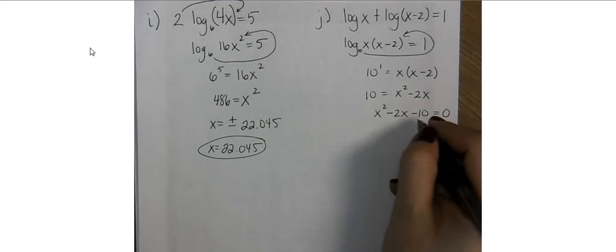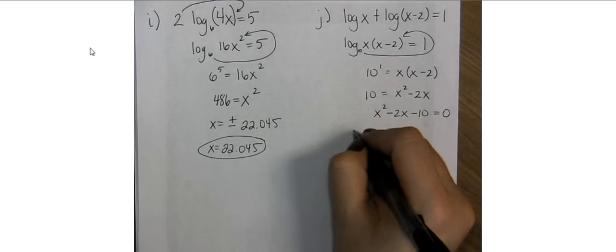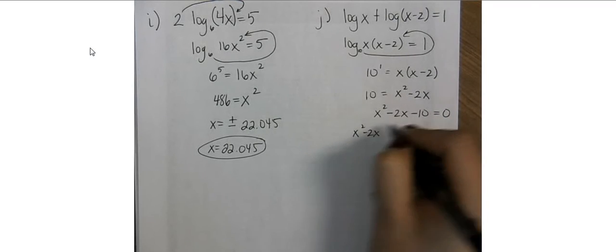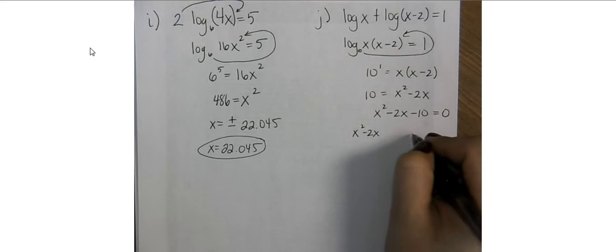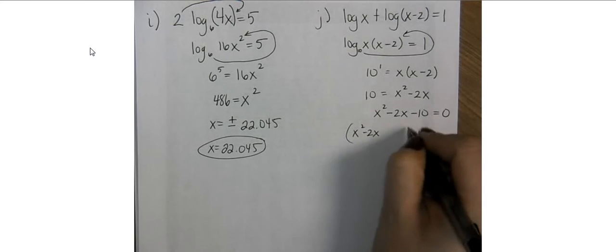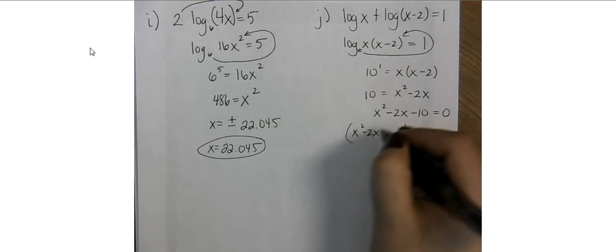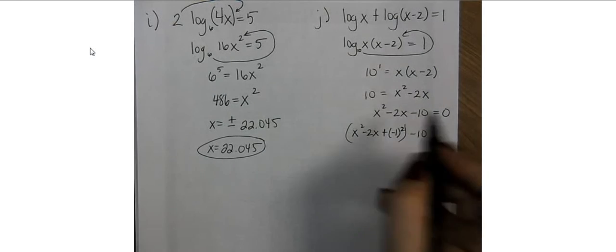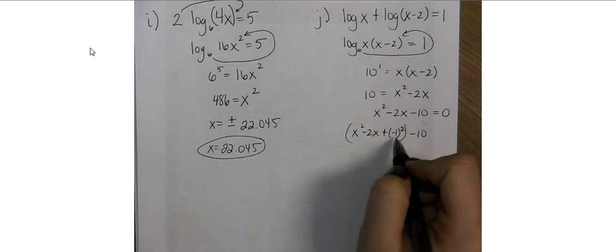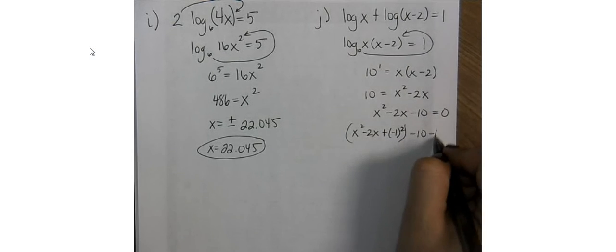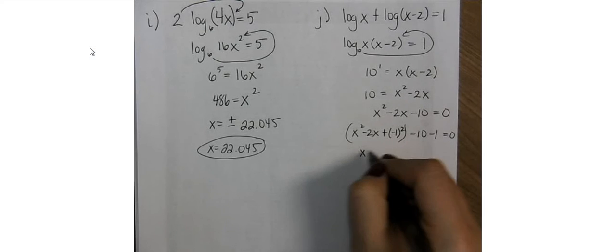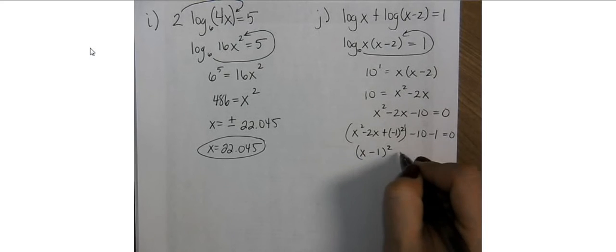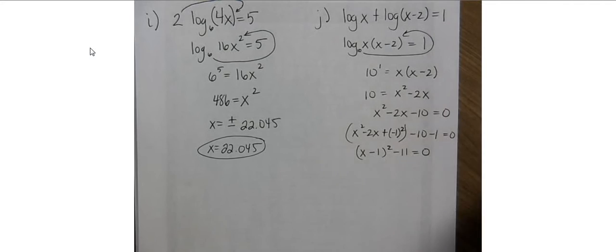All right, so in order to do that, you have to scoot over the c term, which is that negative 10, right? We already have a coefficient of 1 for x, so half of negative 2 is a negative 1. We're going to square it. So I'm squaring a negative 1, giving me a 1 on the inside. If I'm adding a 1 here, I have to subtract a 1 here. So I get x minus 1 squared minus 11 equals 0.